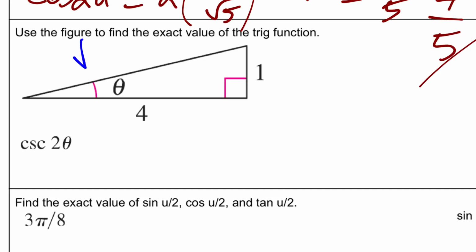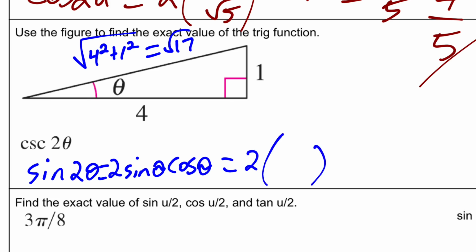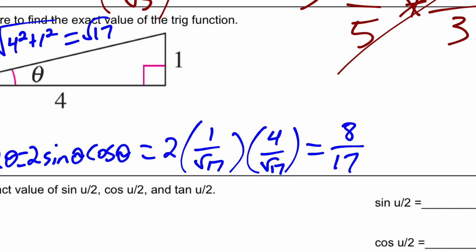Here's the next one. This is going to be the square root of 4 squared plus 1 squared, or the square root of 17. And the cosecant is like the sine, but then it's flipped at the end. So we're going to use the shortcut where we have 2 sine theta cosine theta. And we're going to plug in for this one. Sine theta, which is opposite over hypotenuse, we're going to use 1 over root 17. And cosine theta, which is adjacent over hypotenuse, we're going to use 4 over root 17. And this gives us 8 over 17. Now to find out what cosecant is, we flip it. So our final answer is going to be 17 over 8.